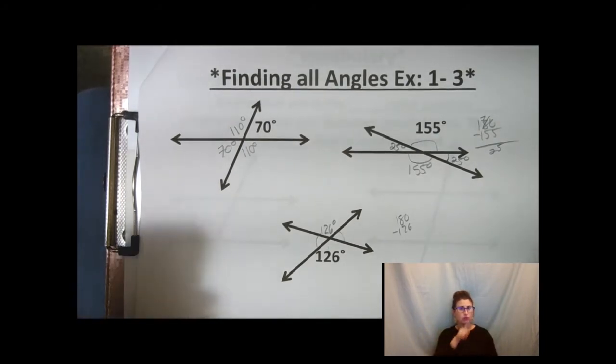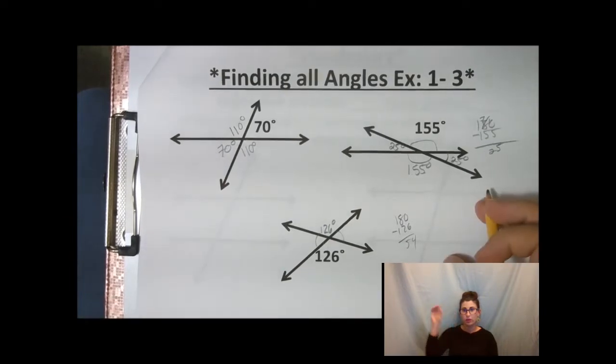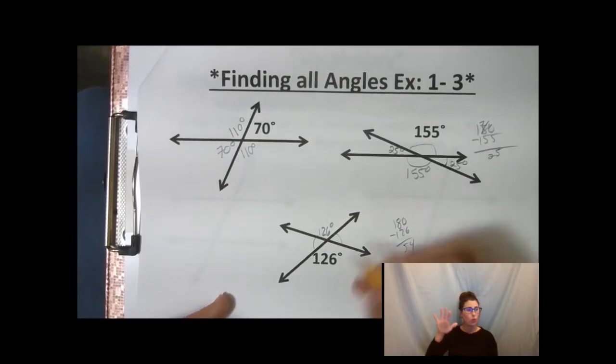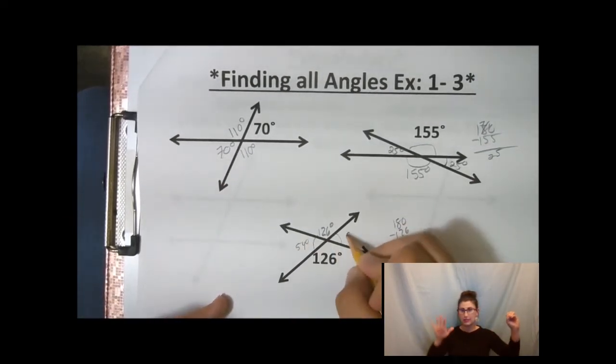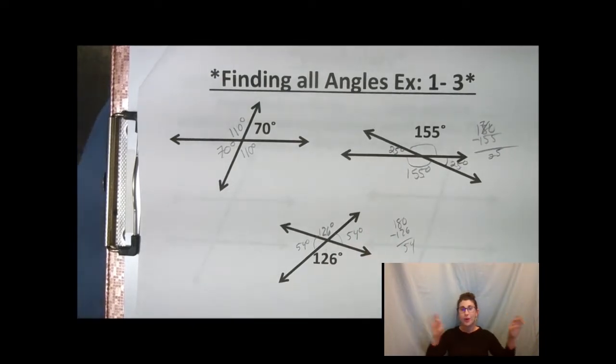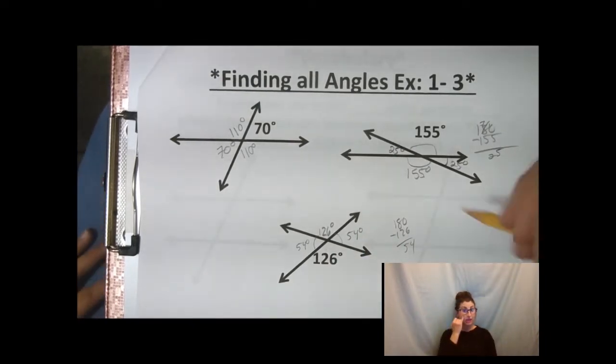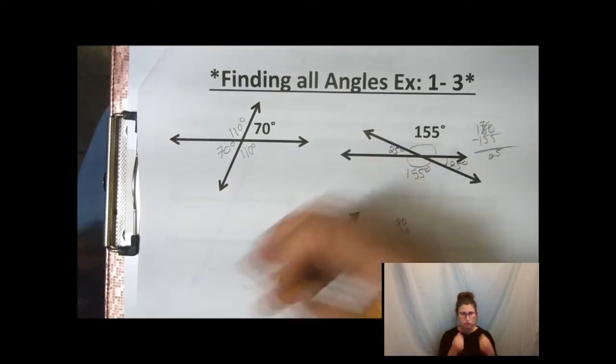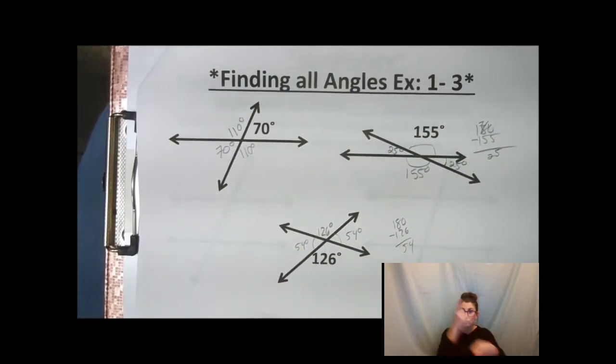You should get 54 degrees. Okay, so 54 degrees, 54 degrees. Perfect. If at this point you feel confident, if you did all 3 of these correctly, perfect. You're ready to move on.